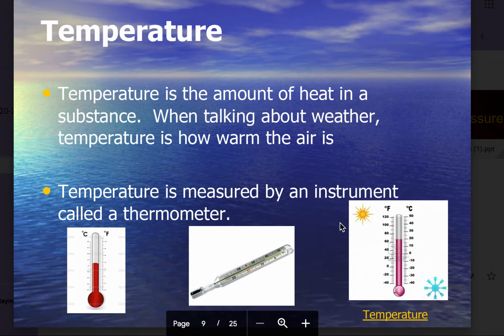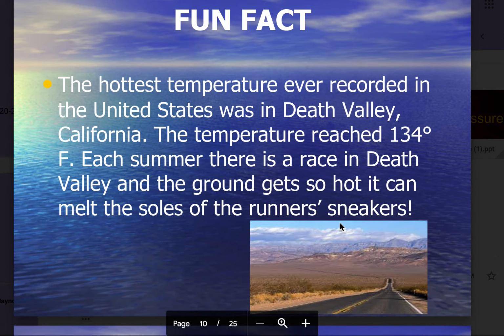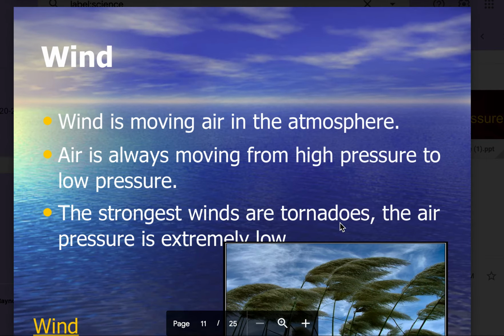Okay. When we're talking about weather, temperature is how much heat there is, how warm the air is. We measure that with a thermometer. That's how you measure your temperature too. Okay, the hottest temperature ever recorded was in Death Valley, California, 134 degrees. Crazy. All right, wind. Wind has so much to do with our weather, because wind moves that air. Air is always moving from high pressure to low pressure.